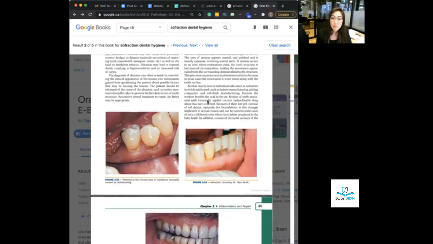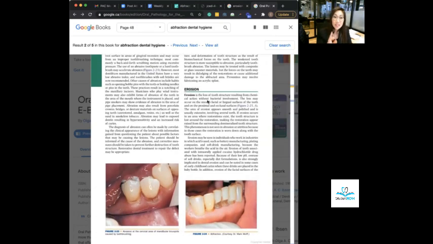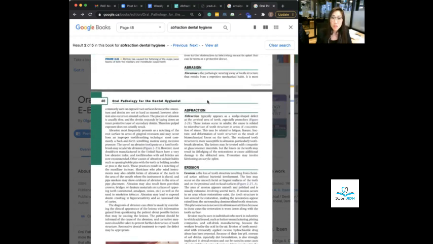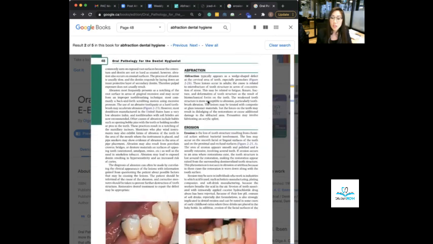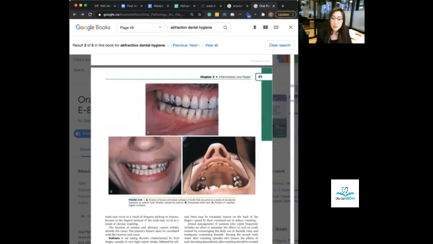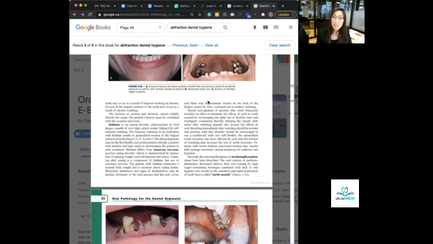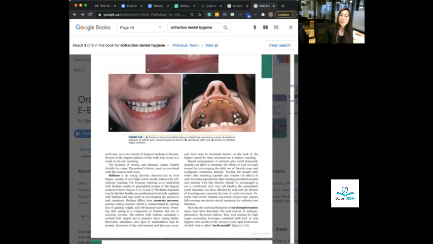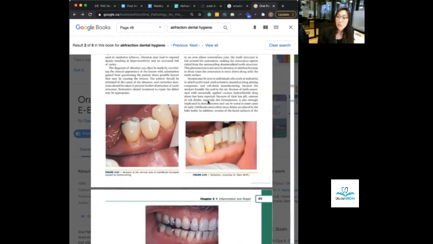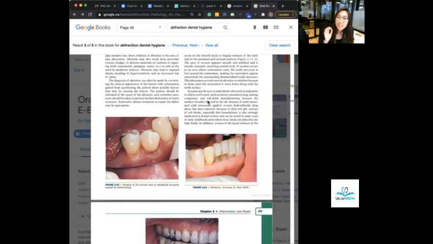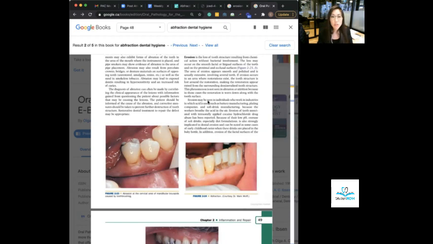What I have pulled out for you is this oral pathology book from Olga Ibsen. This is the area where we talk about abrasion, abfraction, erosion. Sometimes the textbook will have a slightly different description of those, but basically the concept is the same. If you have another textbook, the exact wording might be a little different. So I just wanted to share that.